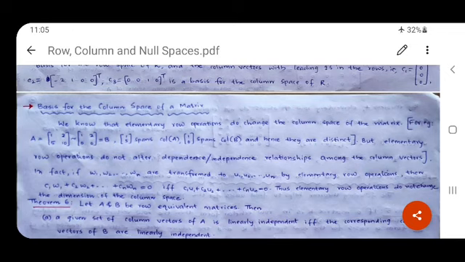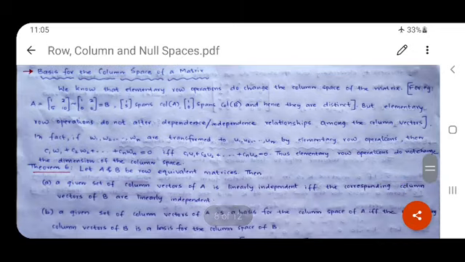So what I meant to say is that elementary row operations will always change the column space of the matrix. But elementary row operations do not alter the dependence or independence relations among the column vectors. Even though they change the corresponding spaces, they do not change the dependence or independence among the column vectors. In fact, if w1, w2, etc.